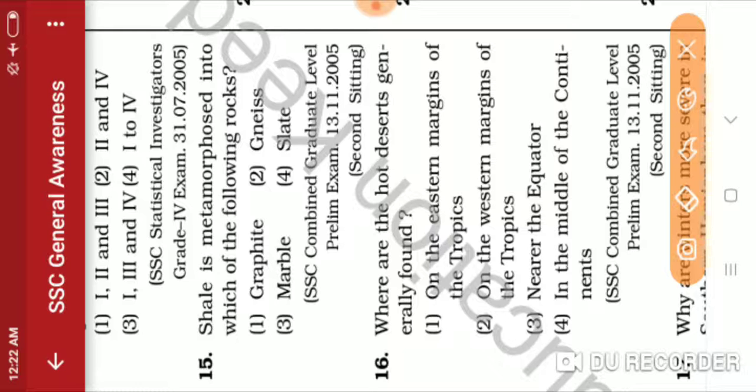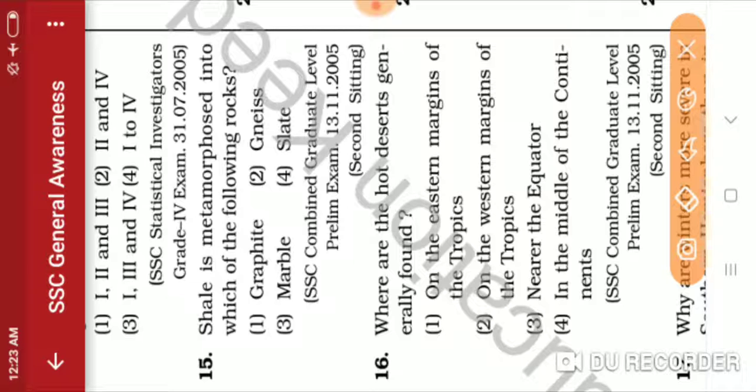Question number 15. Shale is metamorphosed into which of the following rocks? Shale is metamorphosed into slate. Metamorphosis of shale is slate, right.